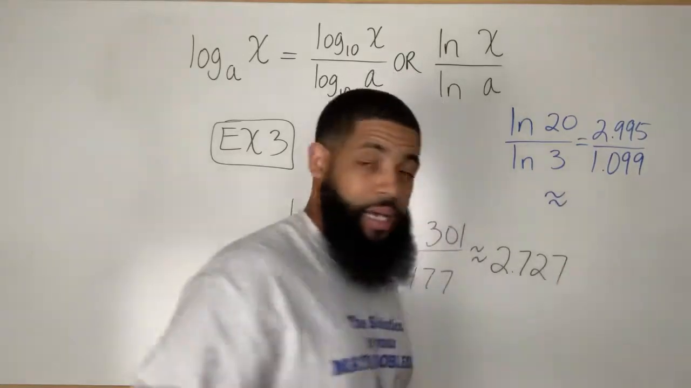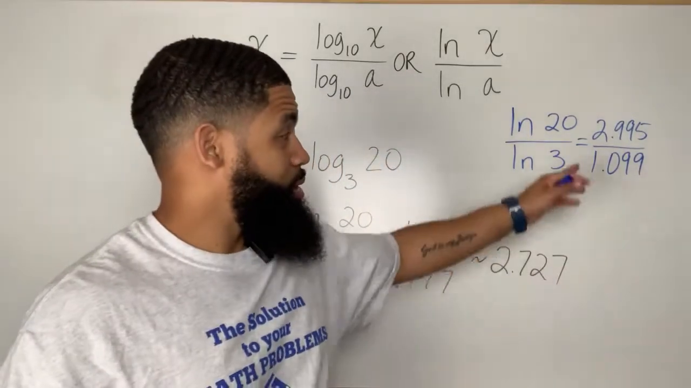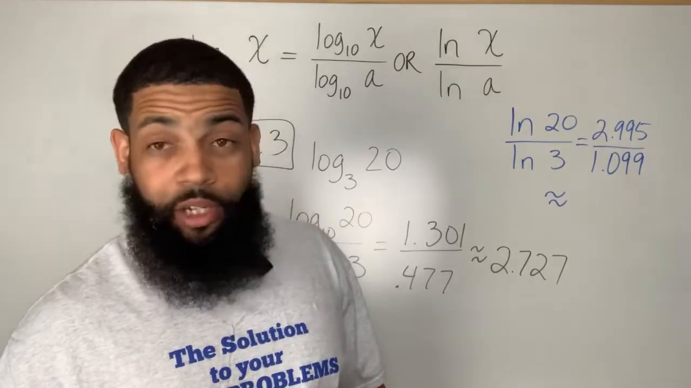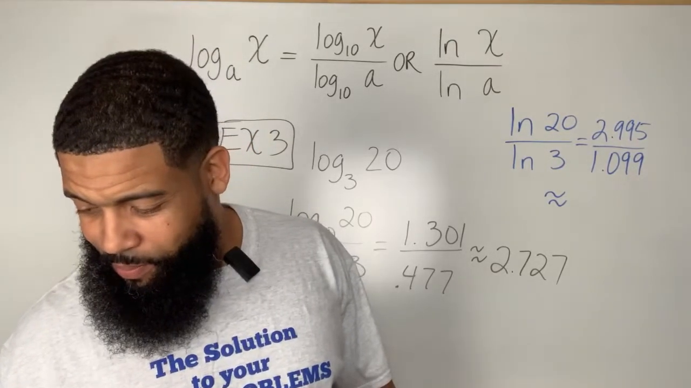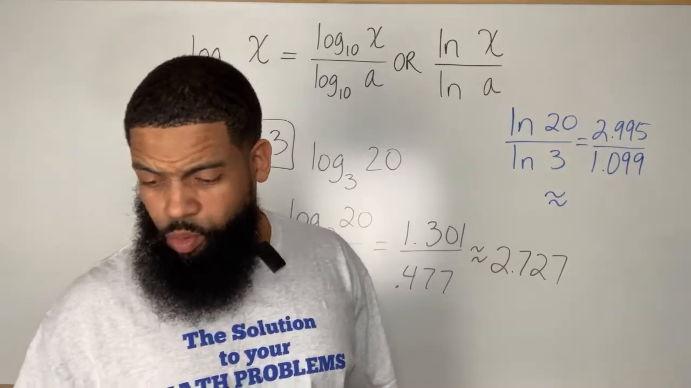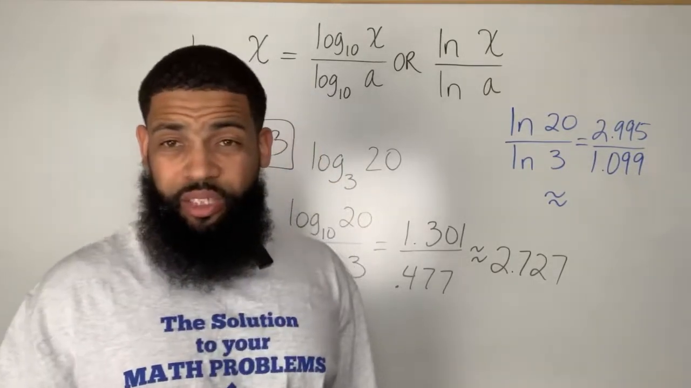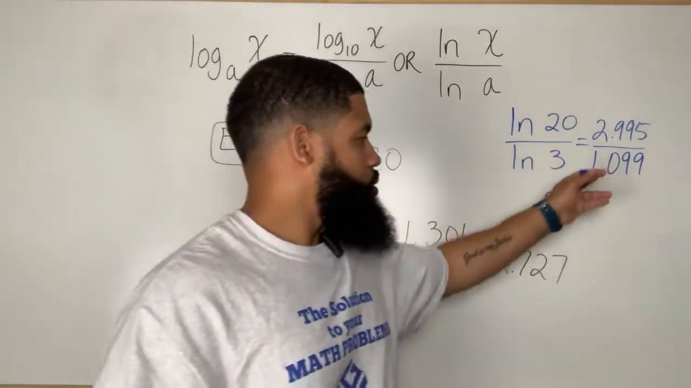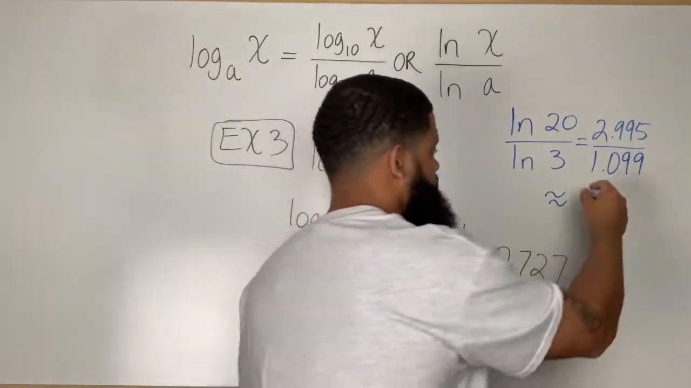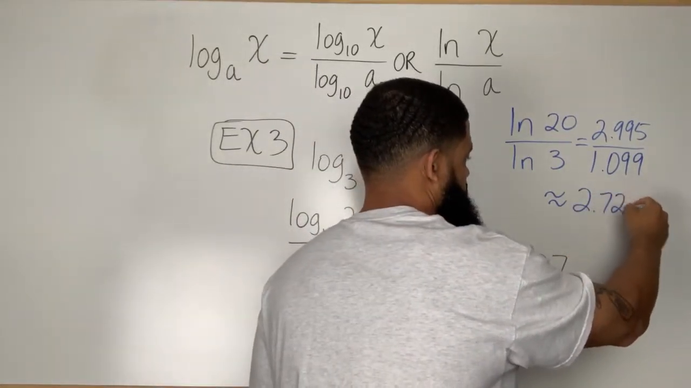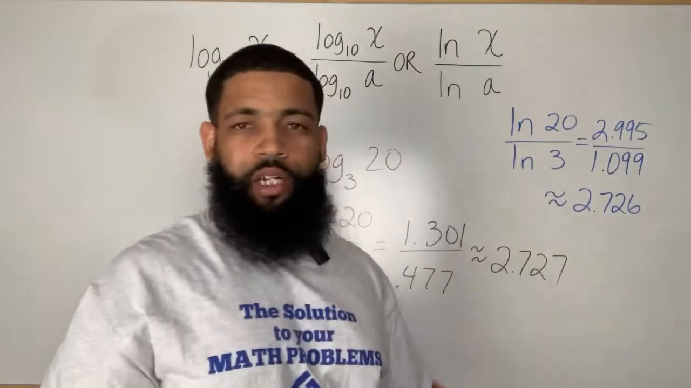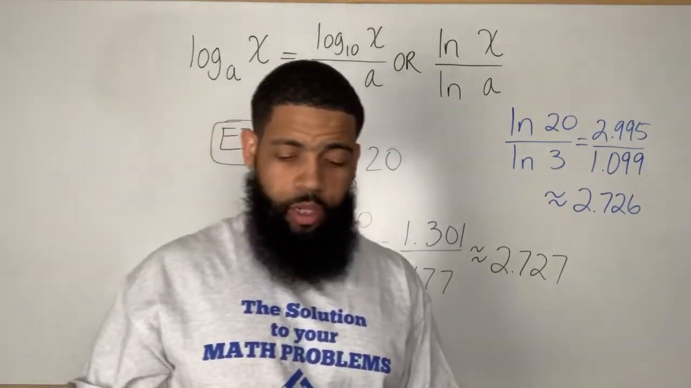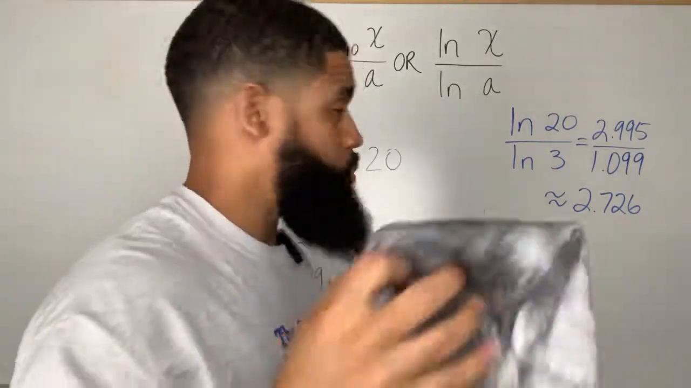So here, in my approximation, if I do 2.995, because I put a different value in the calculator, I get 2.726 or 2.727, depending on those numbers, but the approximation is the same. So one digit slightly off, but as you can see, the approximation is very, very close. Either way works. It just depends on you.